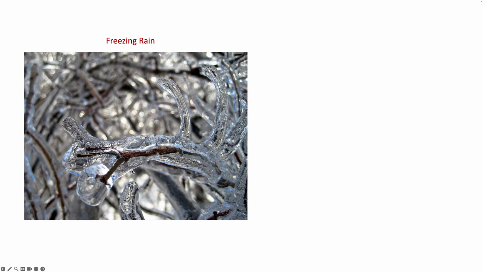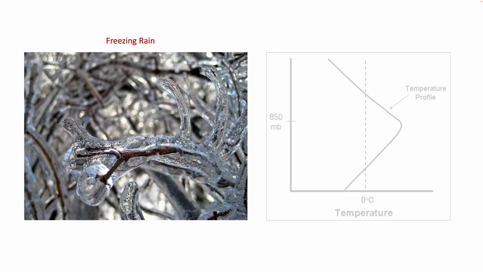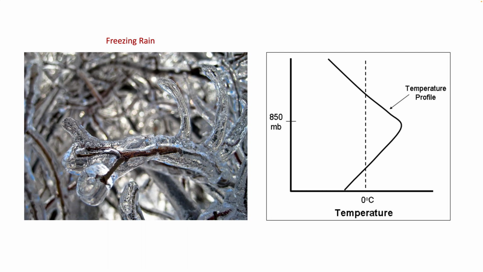Now obviously, while it's beautiful on a branch, it's not so beautiful if the trees fall on power lines or the power lines come down as a result of the weight of the ice and you destroy property. And also, obviously, it's not great if it's on the road and you can't drive because the road is a sheet of ice. Here is what the vertical temperature profile looks like when we get freezing rain.